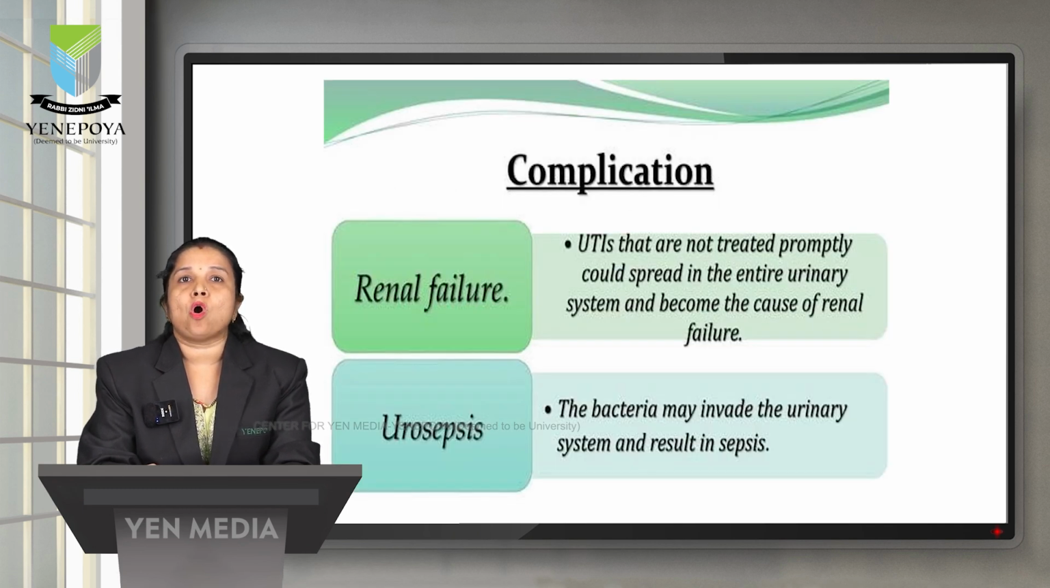Next, moving on to the complications. UTIs that are not treated promptly could spread, and if left untreated, it will spread into the entire urinary tract system and can cause renal failure. So that is the first complication of urinary tract infection. And the second one is urosepsis, where the bacteria may invade or enter the bloodstream from the urinary system, and that will result in sepsis. So these are the two major complications, renal failure and urosepsis.